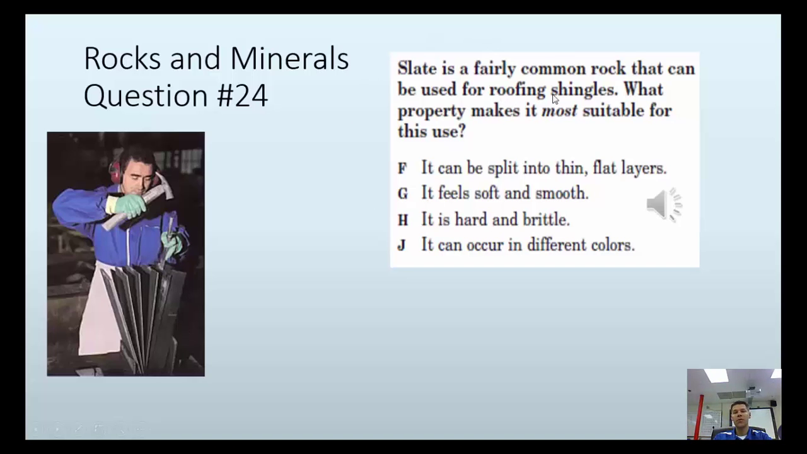And remember, for a roofing shingle, you want a very, very flat sheet. So our best answer here is F. It can be split into thin, flat layers because slate is a foliated metamorphic rock, or layered.